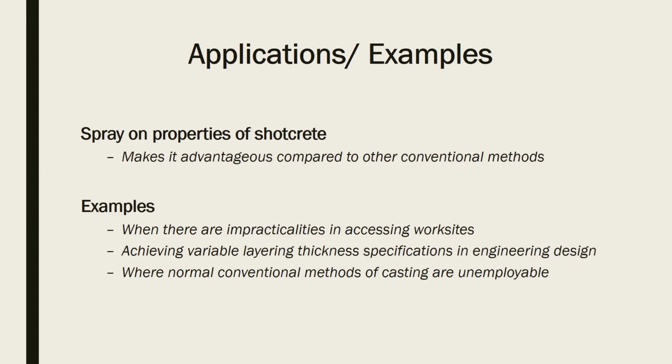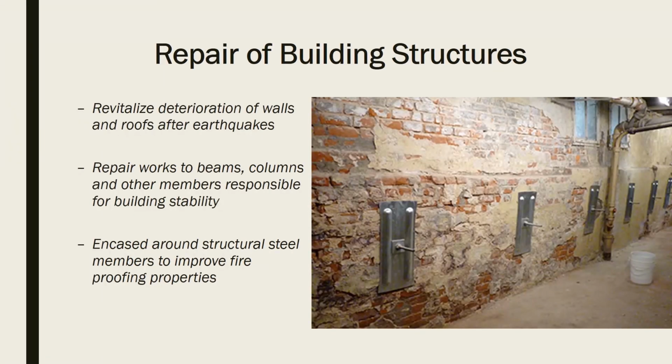The spray-on properties of shotcrete is one of its characteristics that makes it so advantageous compared to other conventional methods. Some applications where shotcrete is exemplified can be seen where there is impracticalities in accessing work sites, achieving variable layering thickness specifications in engineering design, or where normal conventional methods of casting are unemployable. Shotcrete can be used to revitalise the deterioration of walls and roofs after earthquakes, as well as repair to beams, columns and other members responsible for building stability.